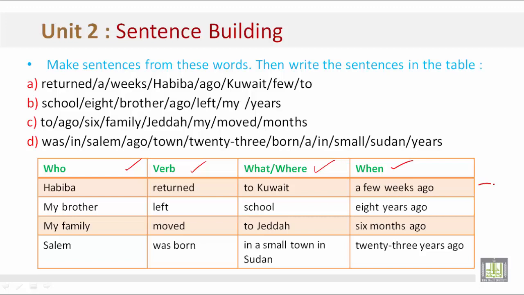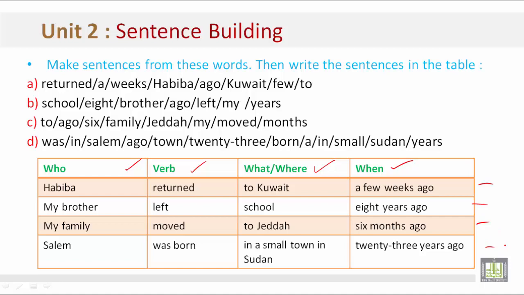So, example A. Habiba returned to Kuwait a few weeks ago. Example B. My brother left school 8 years ago. Example C. My family moved to Jeddah 6 months ago. And example D. Salim was born in a small town in Sudan 23 years ago.